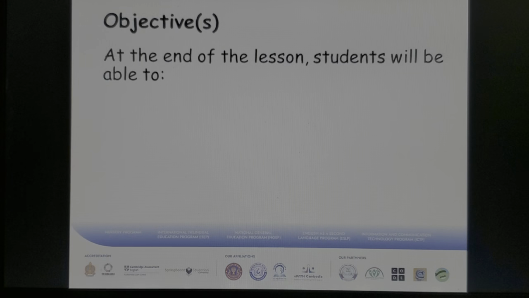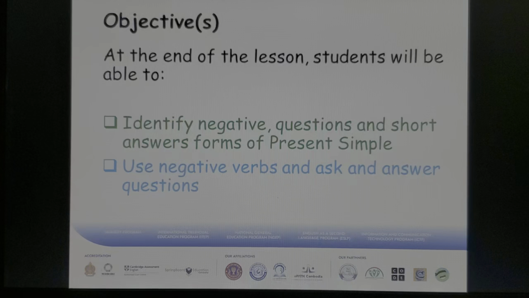Okay. So the objectives of the lesson today: at the end of the lesson, the students will be able to identify negative, questions and short answers forms of present simple, and the students will be able to use negative verbs and ask and answer questions. Okay, so here are the two objectives of the lesson.